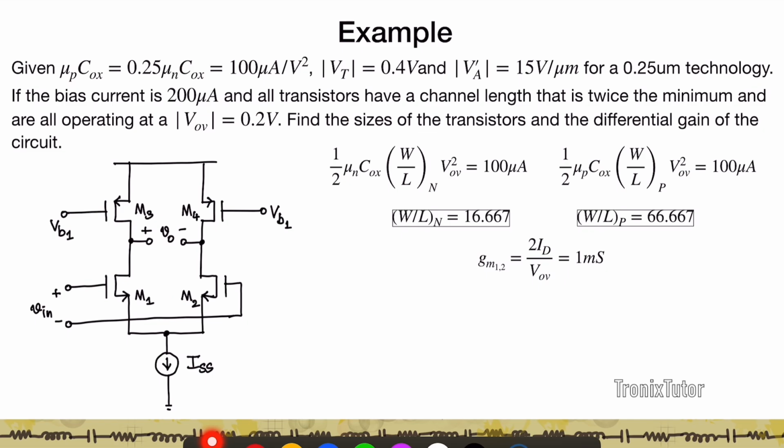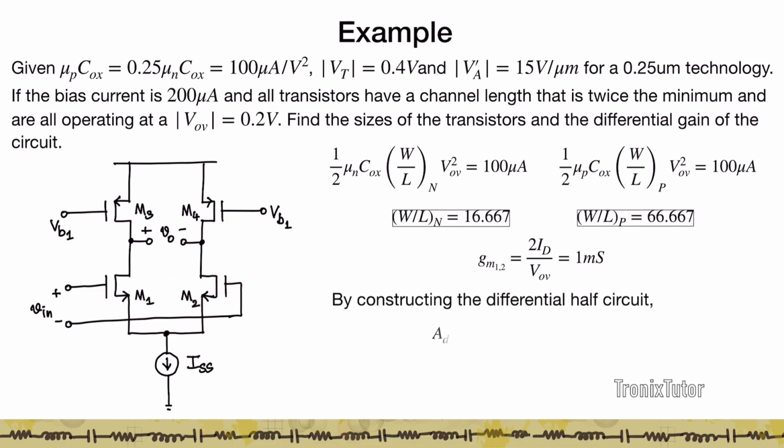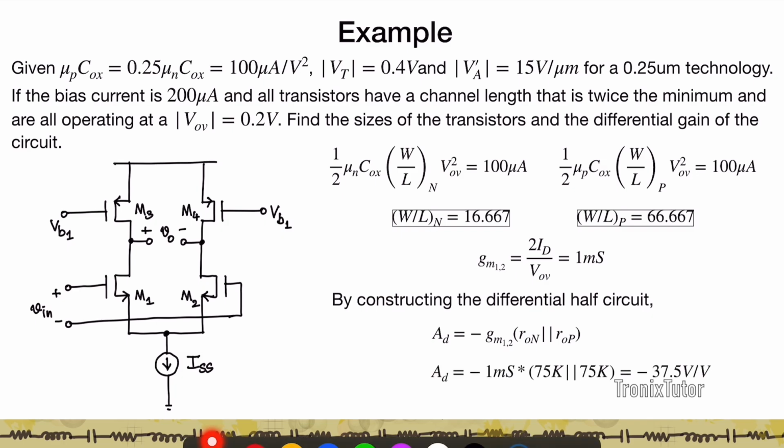The transconductance is given by 2ID by VOV. ID is 100 micron. So I have 2ID by VOV, or 1 millisiemens. That's going to be the transconductance of M1 and the transconductance of M2. And therefore, the gain from the half circuit is given by minus GM12 times RON parallel ROP, which is going to be 37.5 volt per volt. Remember, this is the convention.